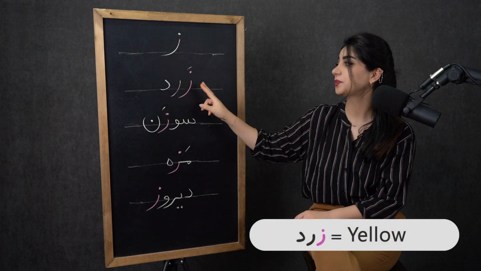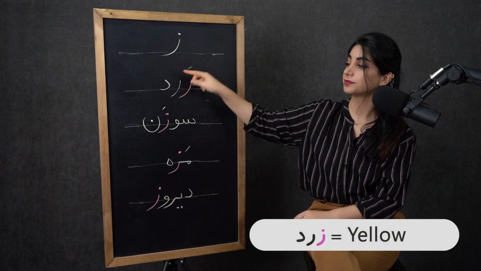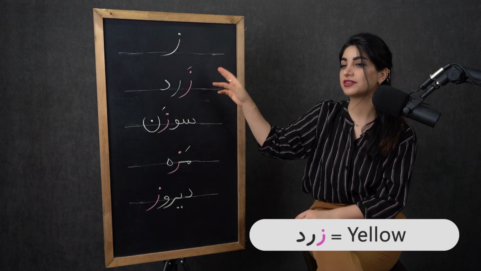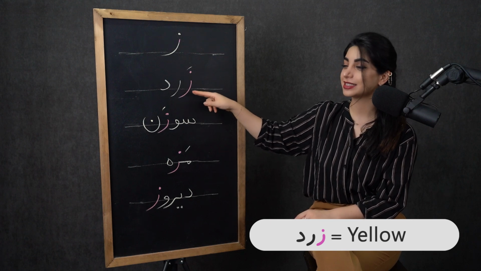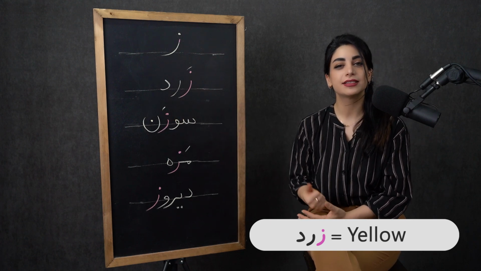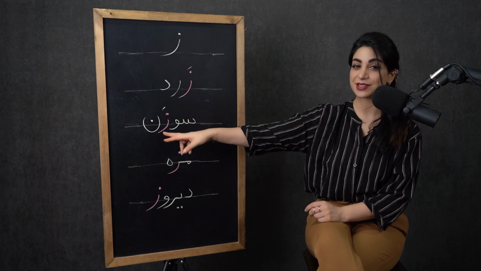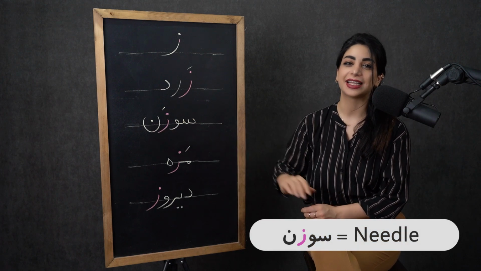Zard. Remember this one that made other letters sound like itself? Yeah, it happened here. Zard. Zard is the same as yellow in English. Next one. Suzan.